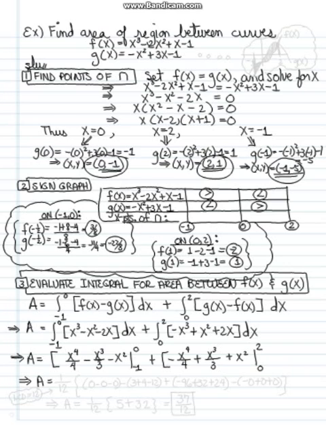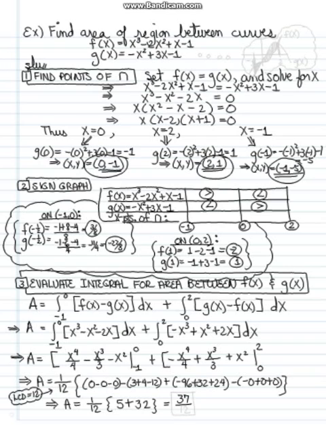Let's go ahead and evaluate those antiderivatives. I'm going to pull out the LCD. You don't have to if you don't want to, but I'm pulling it out so I can work with whole numbers. 1/12 times 0 minus 0 minus 0 minus 3 plus 4 minus 12, plus, the other one is negative 96 plus 32 plus 24 minus 0 plus 0 plus 0. So when I distribute multiplication, I'm going to get 1/12 times 5 plus 32. So I'm going to have 37 in the numerator, 12 in the denominator. If I could, I would simplify by factoring and canceling, but I can't.